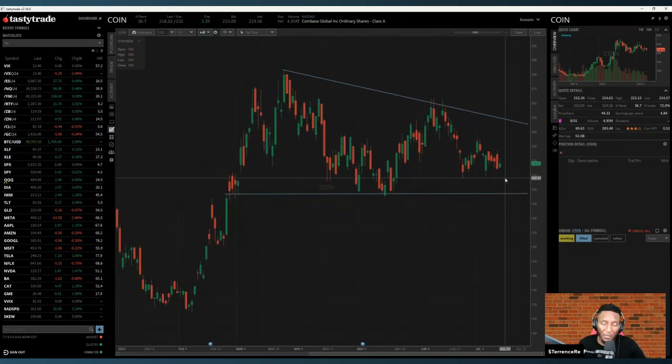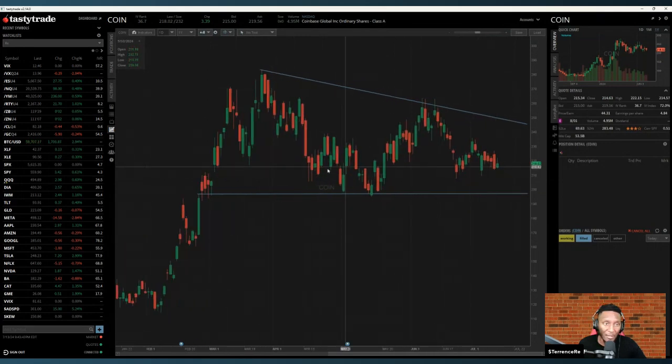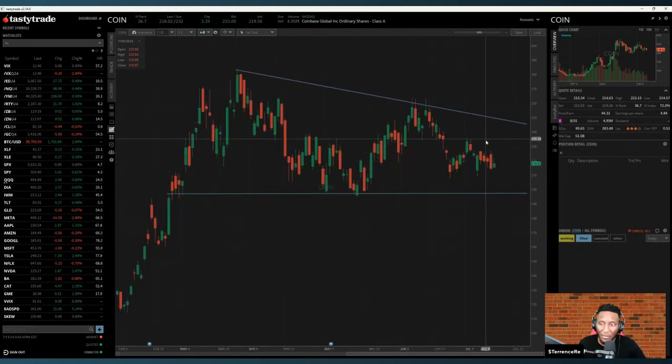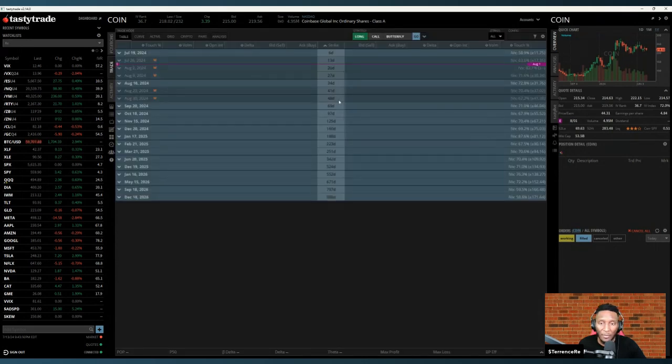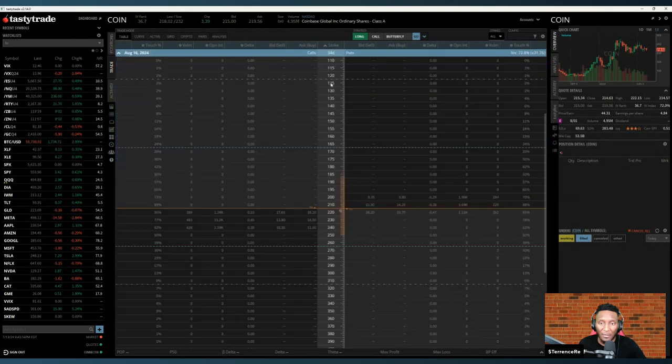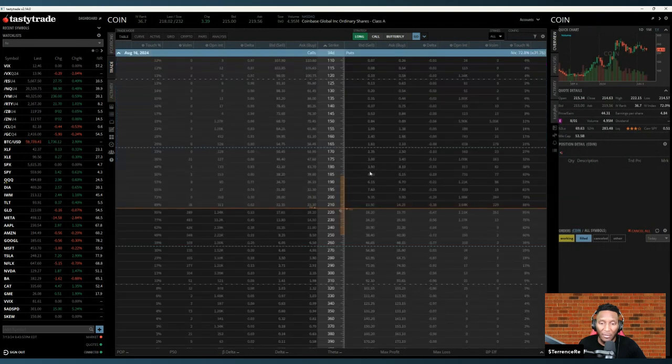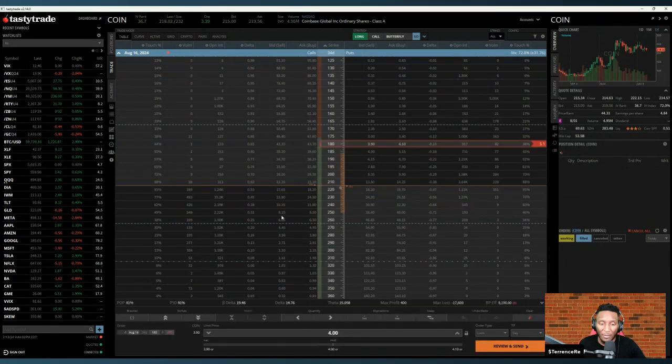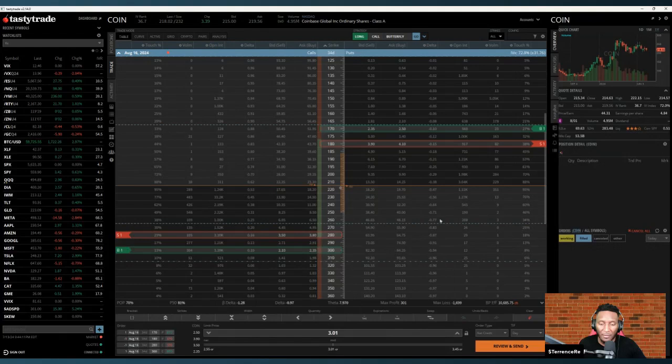So one thing, I don't think I would do this, but it just came to mind. If I think it's gonna stay in this range, a neutral trade I could do is sell an iron condor to get defined risk, or a strangle. I would much rather do a defined risk trade in Coinbase because it can move. So maybe go $10 wide. That's a nice trade right there.